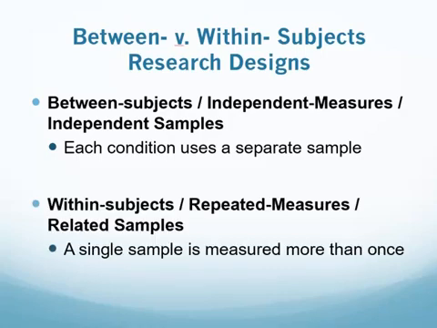Another design is something we refer to, again, there's three terms for it: within subjects, repeated measures, or related samples. So in a within subjects, repeated measures, or related samples design, each participant takes part in all conditions, right? So you have a single sample and you measure it at least two times if you're doing a t-test, right?